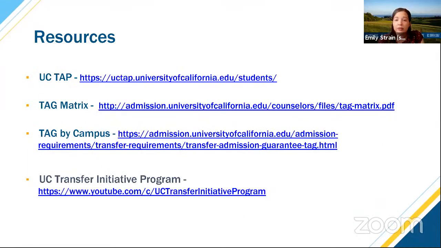And this is a really important slide. If you all want to take a screenshot or a picture of this, this has some really helpful resources for all of you. If you have not created a TAP account already, you can go to the UC TAP website. We also have our TAG matrix, which basically shows all of the TAG requirements for each of the 6 campuses, their GPA, and if there are any majors that are excluded. So that's a good way to get a snapshot to see which campus you might be interested in TAGging with.